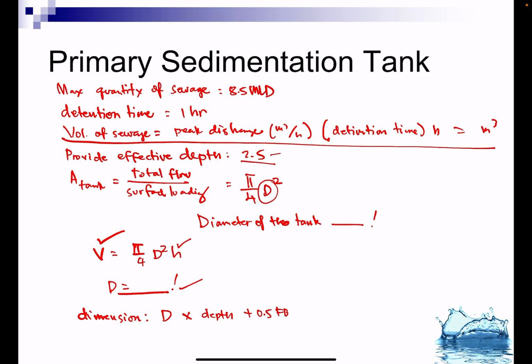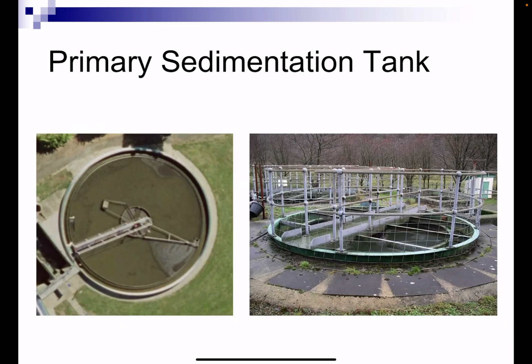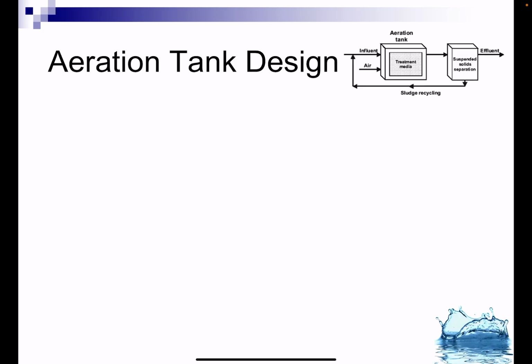Okay, knowing that one, we now proceed to the primary sedimentation tank, which is usually circular. I think this figure was included in the previous lecture that I uploaded before about wastewater treatment. Okay, we go to the aeration tank. For the aeration tank, usually two are used.